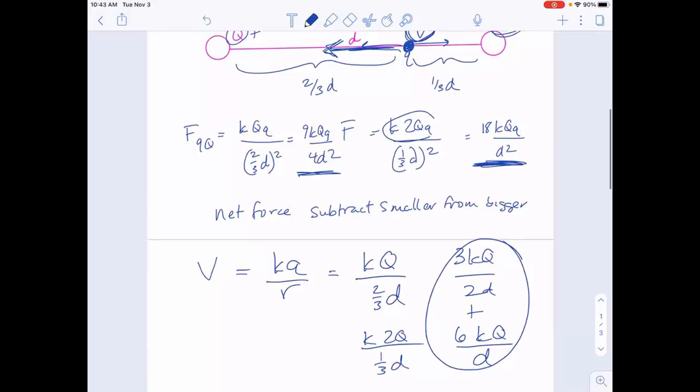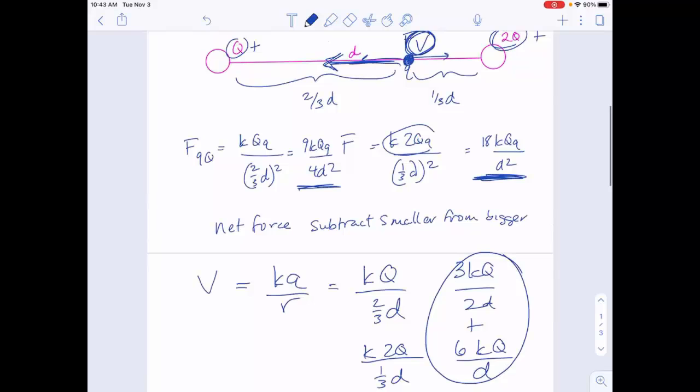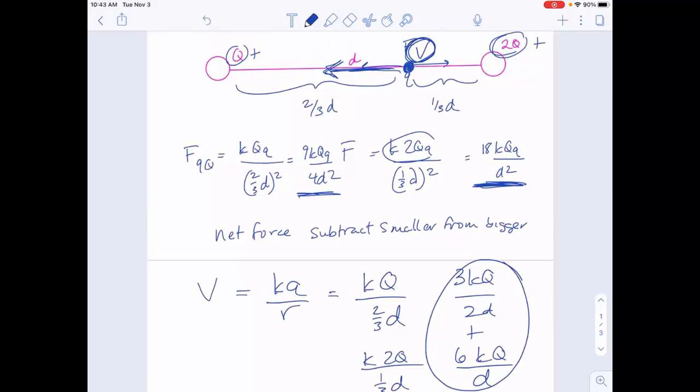And now it's a little bit of an algebra thing. And then, one more thing. I should have said this earlier. If I wanted to find the electric field at this point, I can do that by taking the net force and dividing by little q. So once I got my answer from Coulomb's law, if I found that net force divided by little q, that would be my electric field.